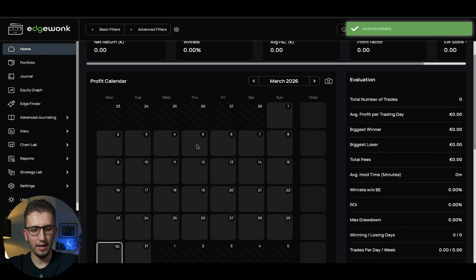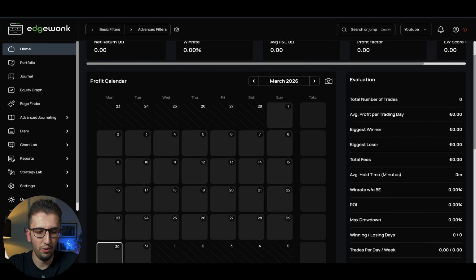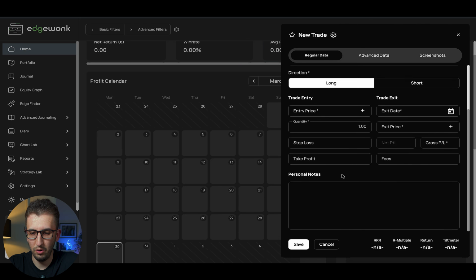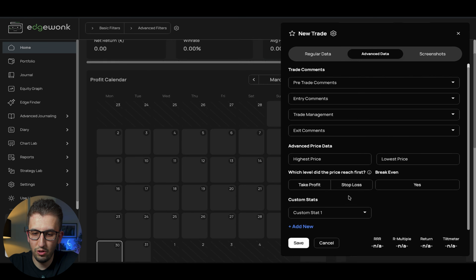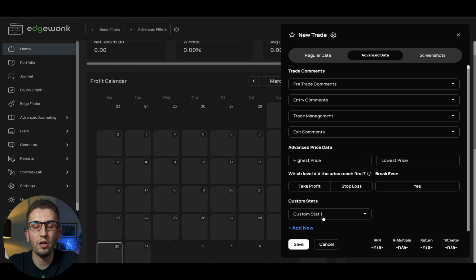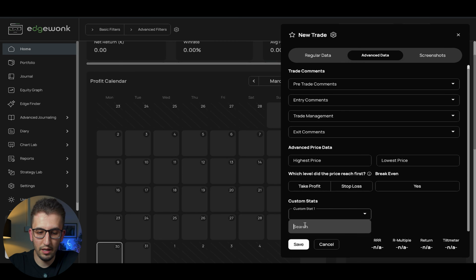And then what I would recommend is when you take a trade, you log, long, you put all your data. But what I like is this advanced data panel. And this is how I figured out how the EdgeFinder could work with my strategy. And what you can do here in this custom stats is you can create your own tags. Maybe you take a trade today and you were going long. So you could write EdgeFinder agrees. That's how I did it.